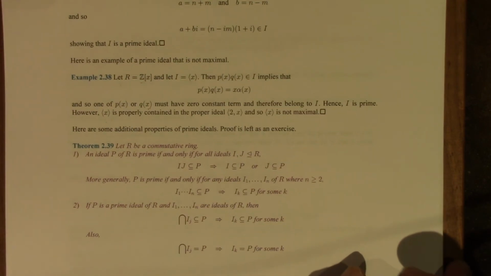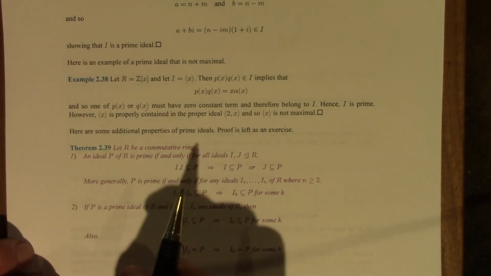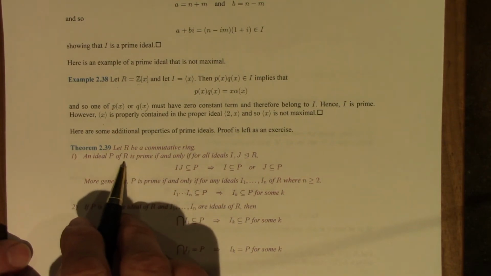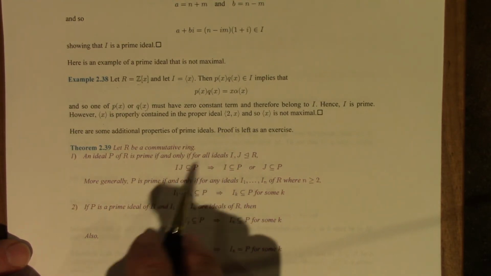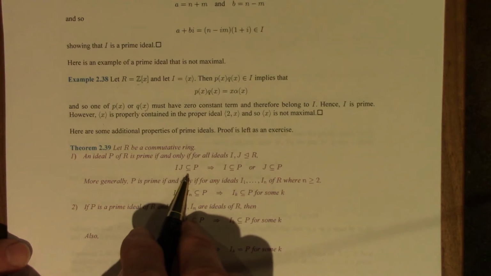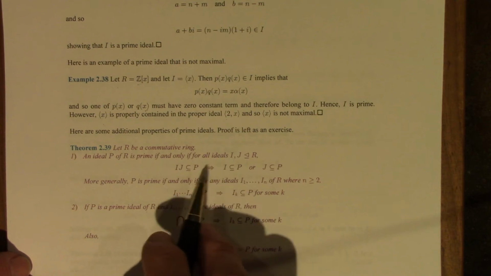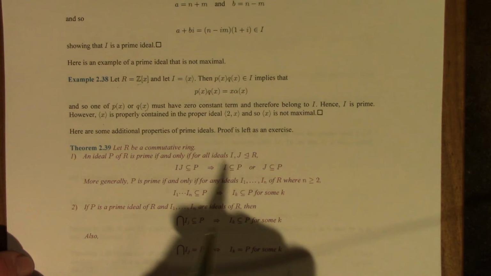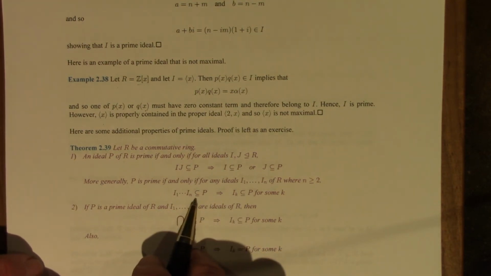Here are some additional properties of prime ideals, and I'm leaving the proofs as a good exercise in practice with prime ideals. R is a commutative ring. An ideal P of R is prime if and only if, for all ideals I and J, the product IJ contained in P implies one of the factors is contained in P. So this looks just like the definition of prime, but for ideals instead of elements. And that can be generalized to the product of n ideals.